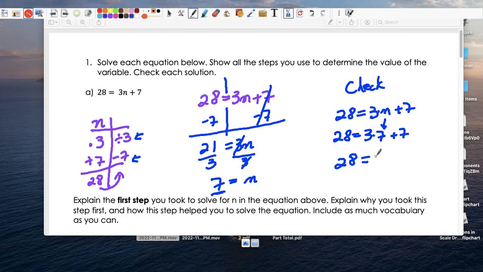So 3 times 7 is 21. We add 7 to that. We indeed get 28, which equals 28 on the left side. And that would have been what we're all looking for.